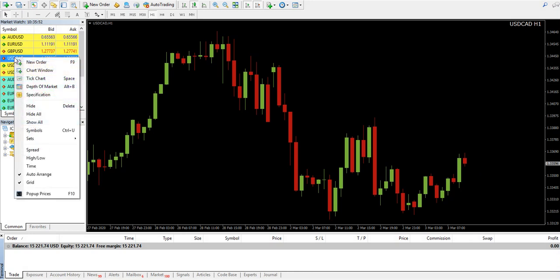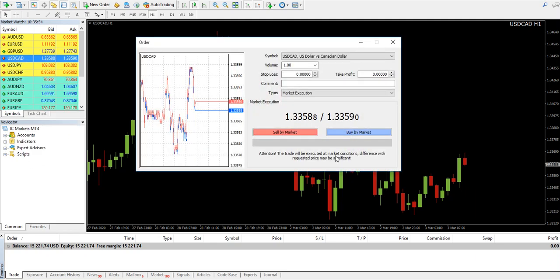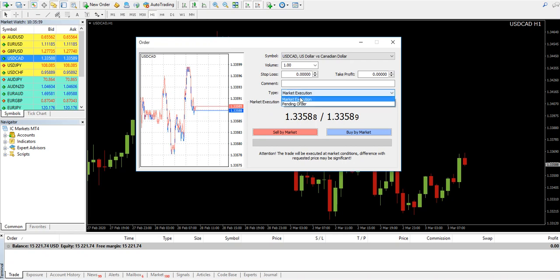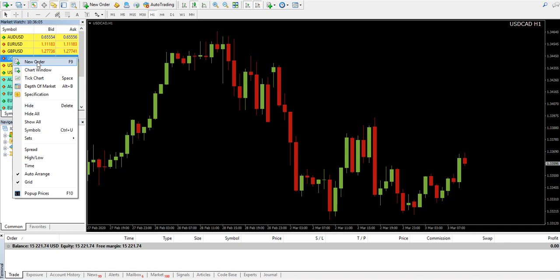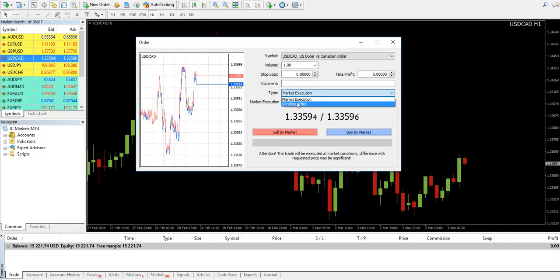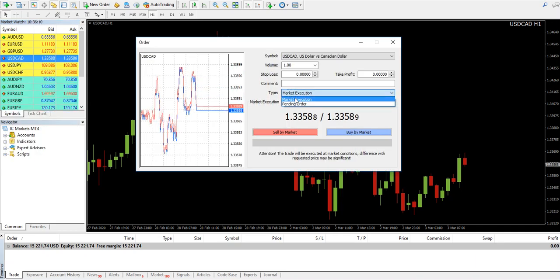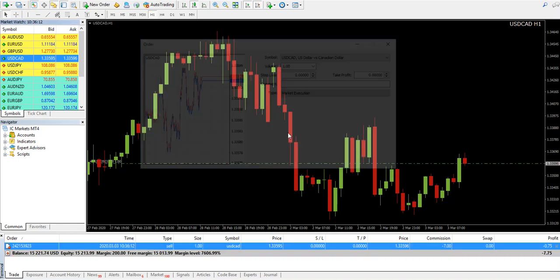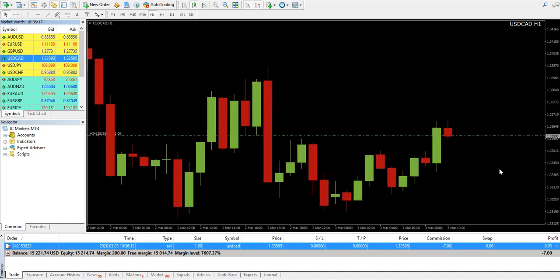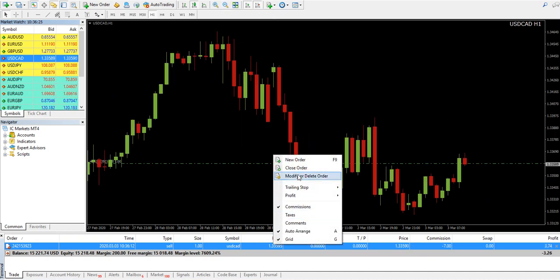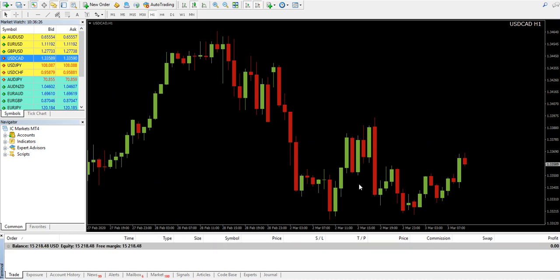We will right click on USD CAD, choose new order and choose sell by market. Ensure up here the type is always market execution. I need to emphasize that. I know by default, whenever you choose new order, it's market execution, but always ensure it's not pending, rather it is market execution. Then you click sell. Here you see, we are selling at the current price, and your order is down here, USD CAD. So that is how you do it. Let me close it because I didn't intend to trade it.